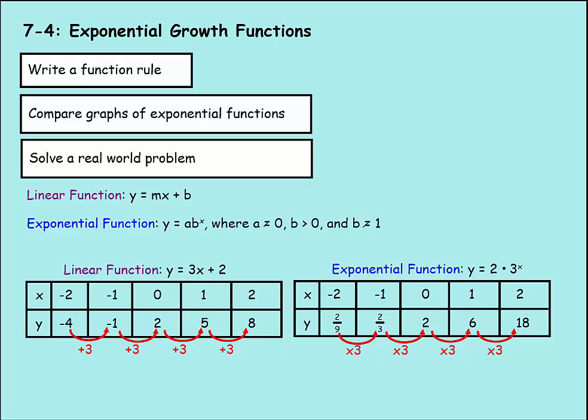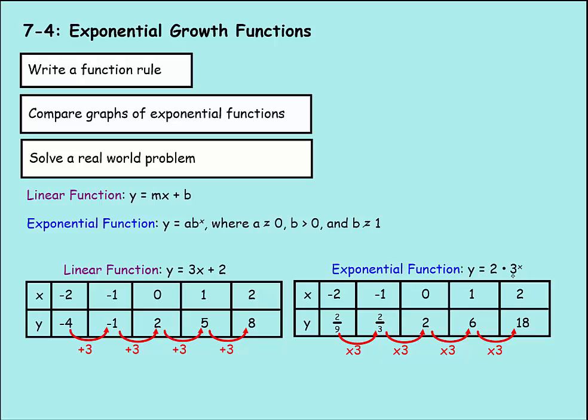Exponential functions, on the other hand, follow a different rule. Here we see we have y equals 2 times 3 to the x. So 2 is the a, and then 3 is the b to the x power. Now you'll notice that it goes up by the b value, except being multiplied now. It gets multiplied by 3. And if you look actually what we're doing with the x's, that would make sense.